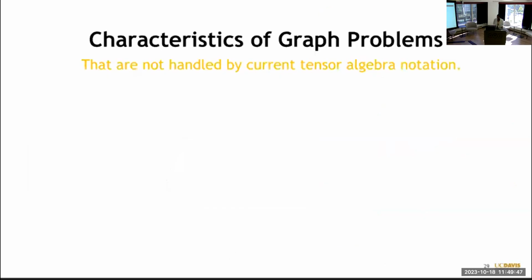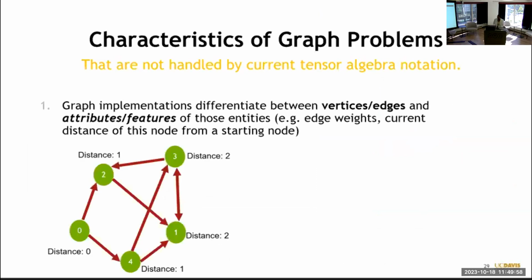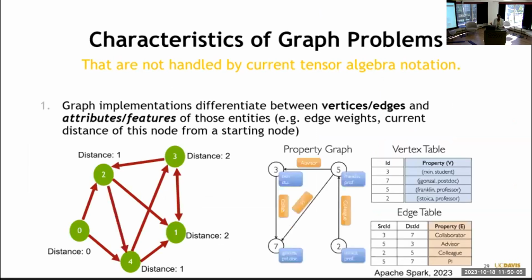The first challenge is that several graph problems tend to differentiate between the vertex and edge entities of the graph itself and the properties or features of those entities. For example, you might have edge weights associated with edges, or certain values associated with the vertices themselves, or you may even be working with something like a sparse property graph.